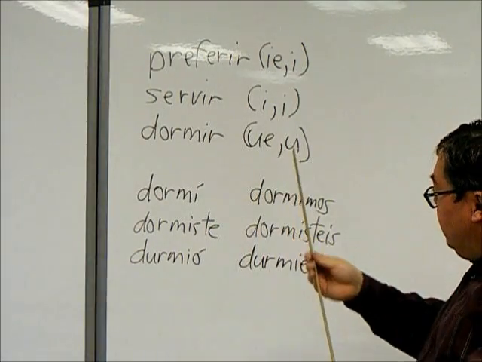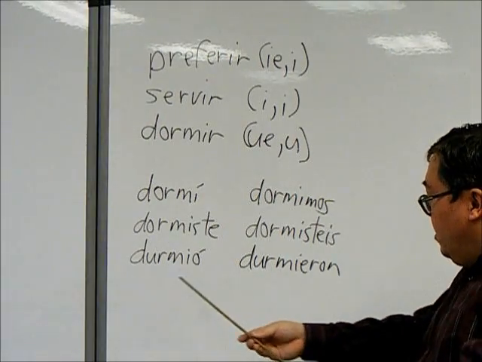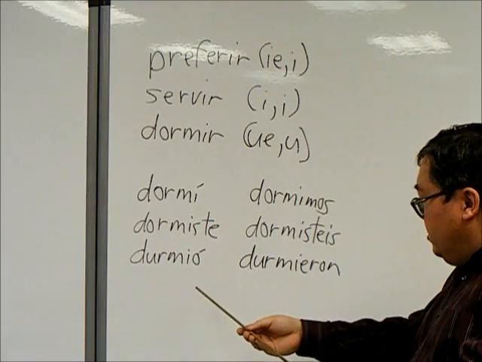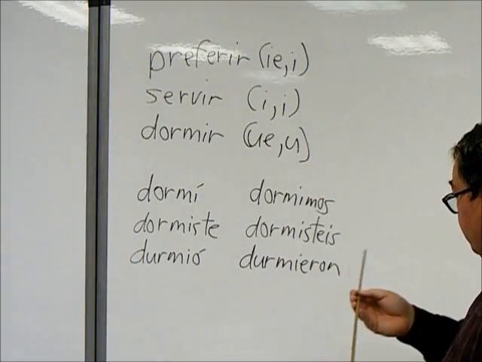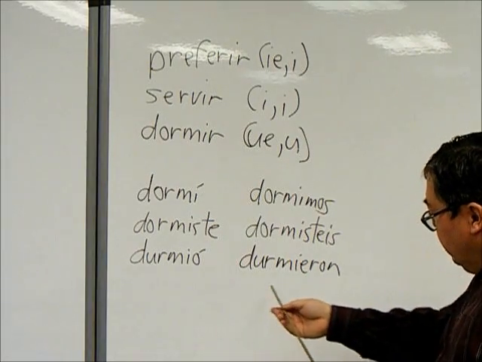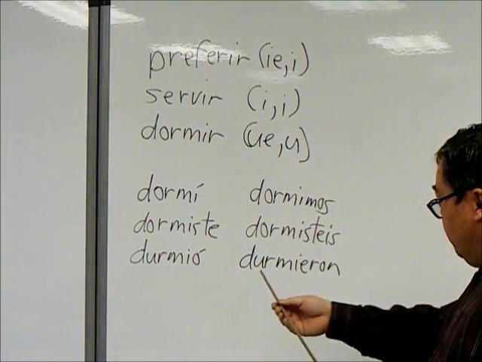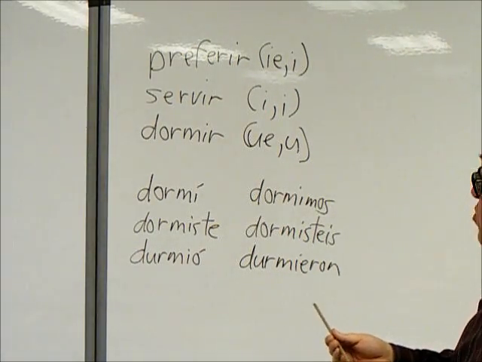So let's look at our example here, dormir. Dormí, I slept. Dormiste, did you sleep? Durmió, él durmió, he slept. Ella durmió, she slept. Usted durmió, you slept. Dormimos, no change. Dormisteis, no change. Third person plural, we're back to the U again. Durmieron, for they slept. Ellos durmieron, or ustedes durmieron. ¿Ustedes durmieron bien? Did y'all sleep well?